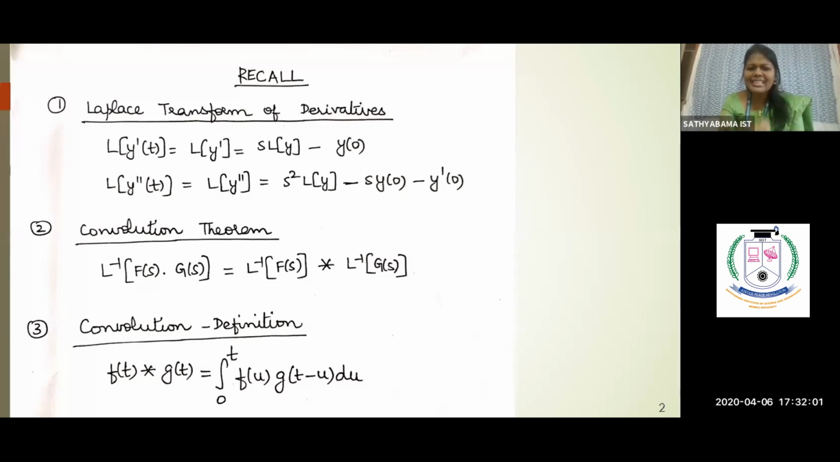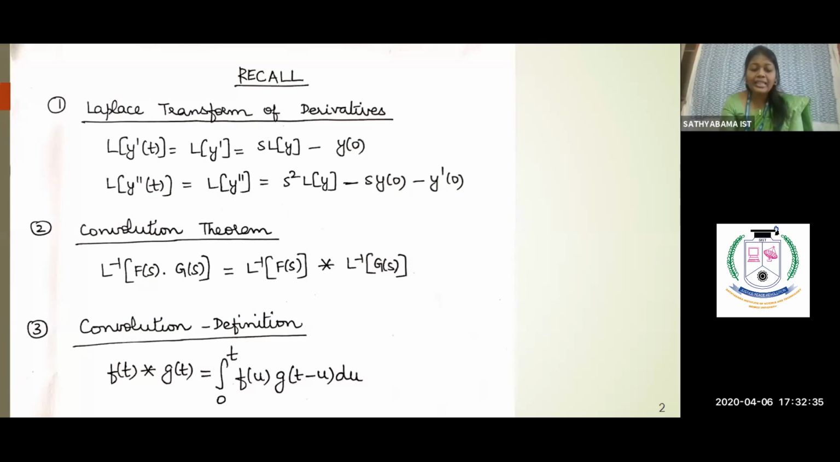Now I can just extend this formula to any number of derivatives. In fact, what do you think Laplace of y triple dash of t would be? It is Laplace of y triple dash, and the formula will be s cube L of y minus s square y of 0 minus s y dash of 0 minus y double dash of 0. It will end with y double dash of 0. So you can just extend this formula to any y power n of t. But for the problems that we have here, it's enough if you know these two formulae.